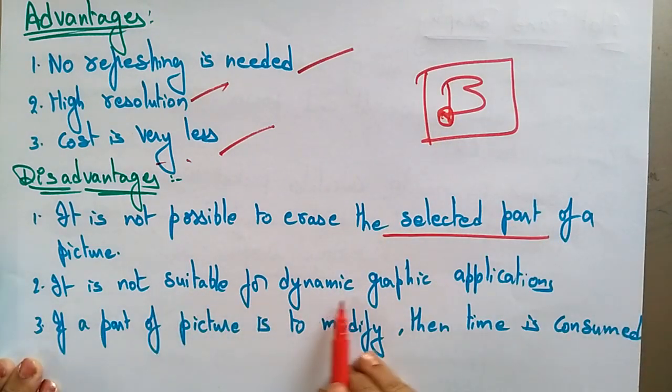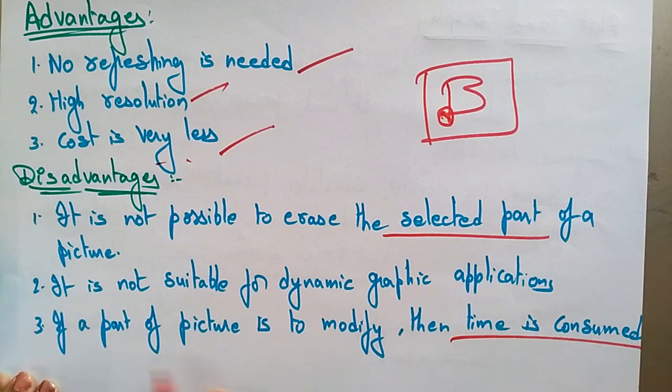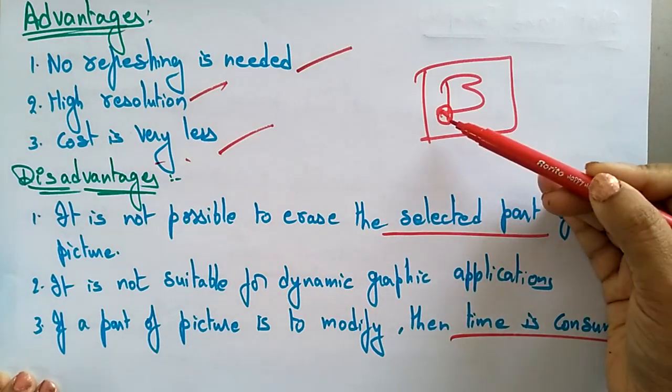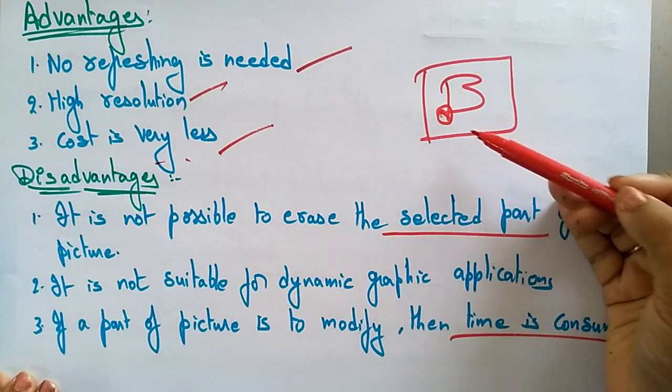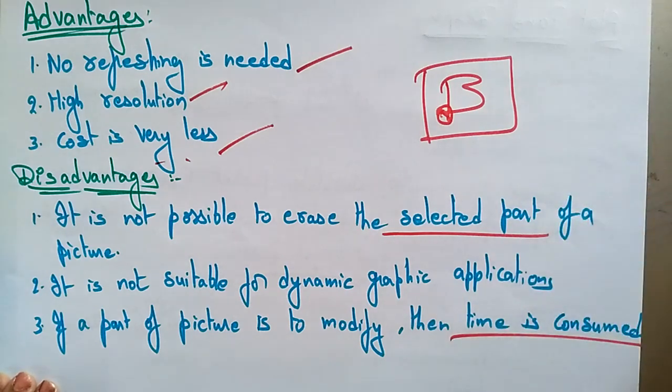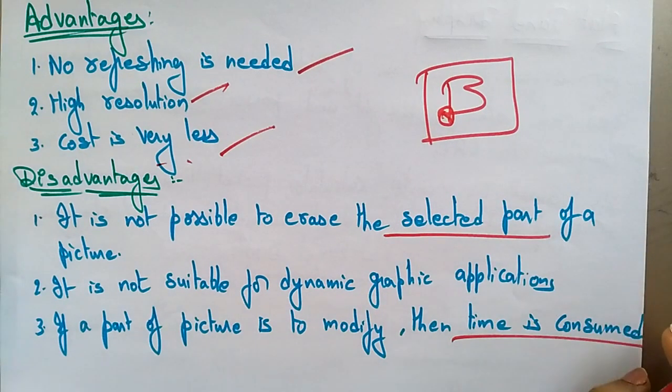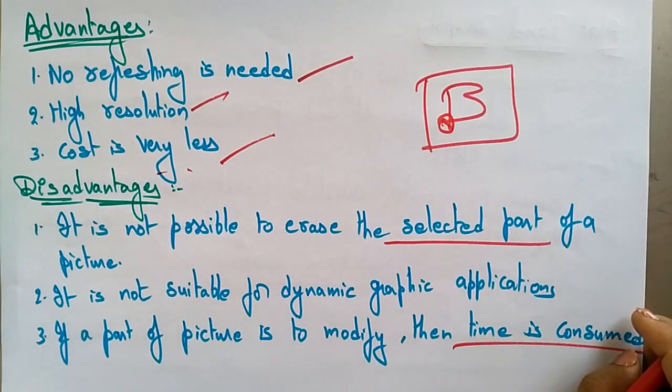It is not suitable for dynamic graphic applications, and if a part of a picture is to be modified, then time is consumed. So if a part of the picture is to be modified, like I said, if I'm trying to erase part of this picture, it won't be erased, and the time is consumed. A lot of time it takes to do some work. If you want to modify any picture, DVST will take a lot of time, so the time is consumed in this display device.